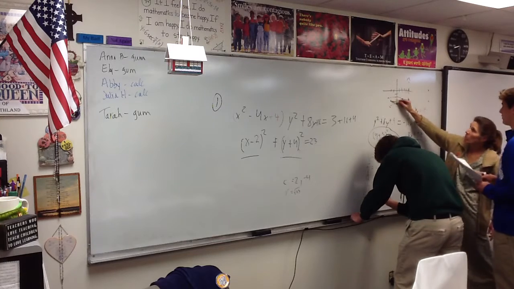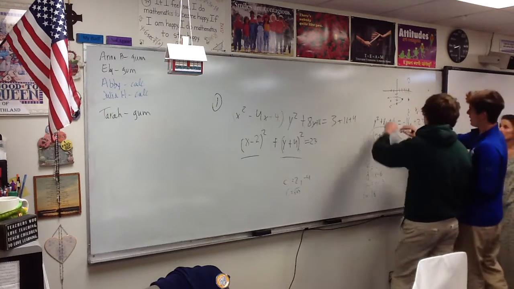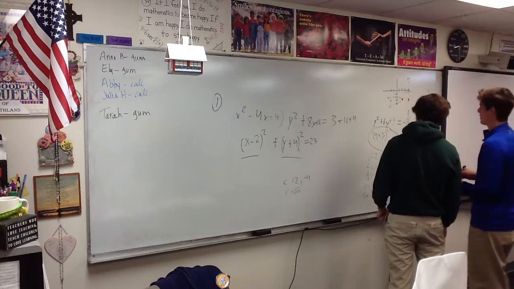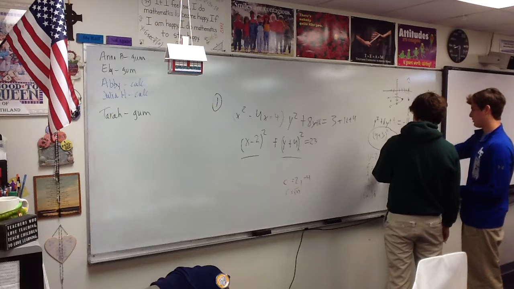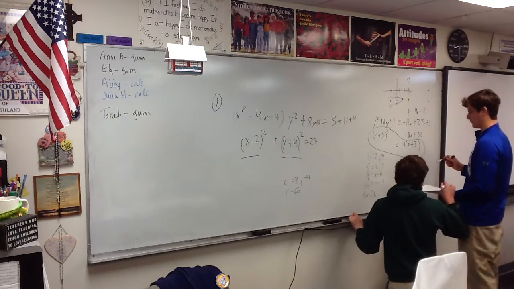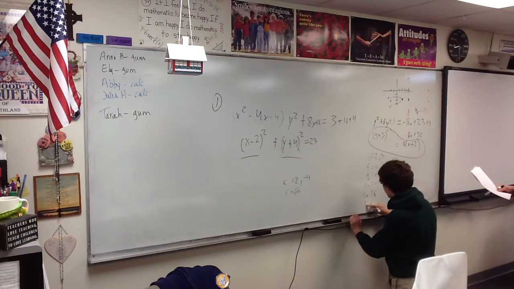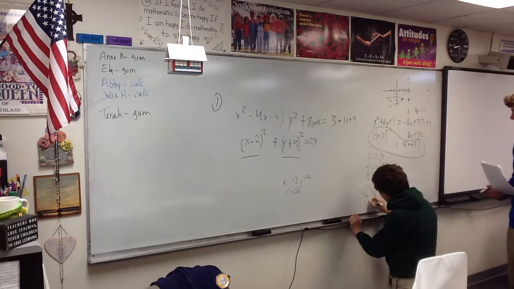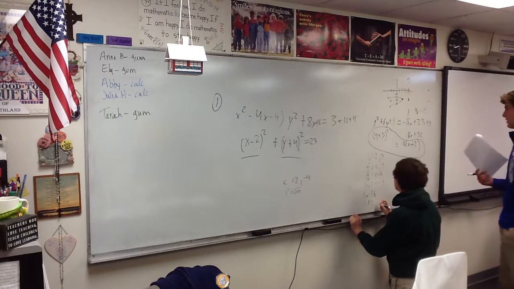So to get those points, which is your next step? Eight down. Negative 2 up is 5. So negative 2, 5.